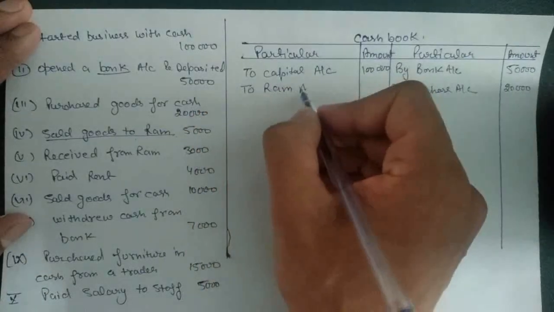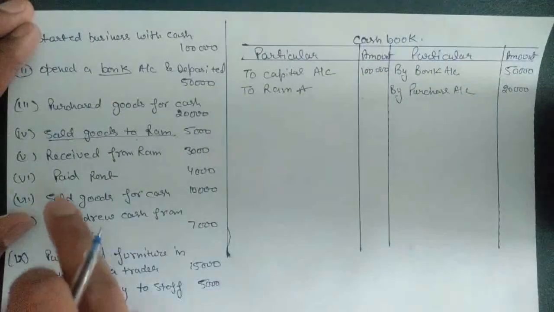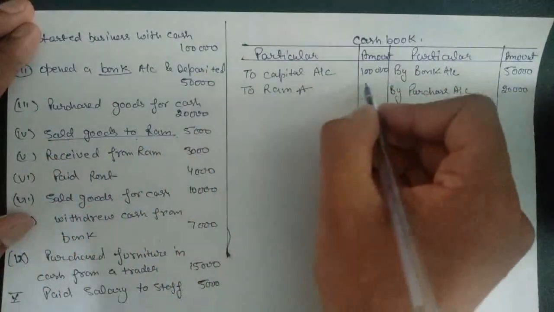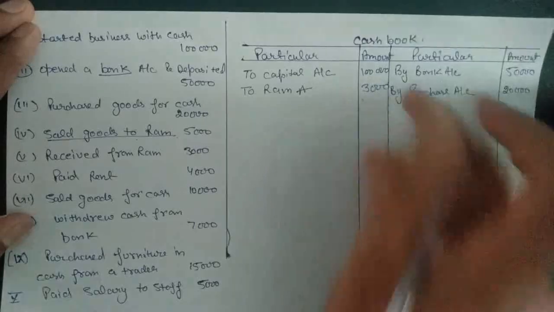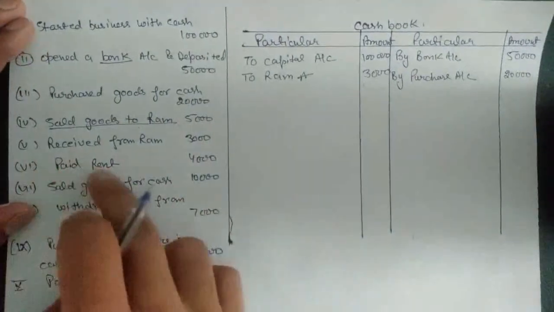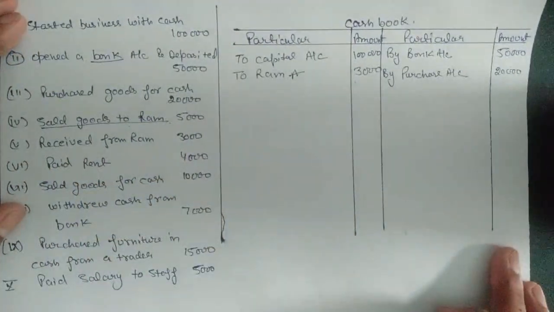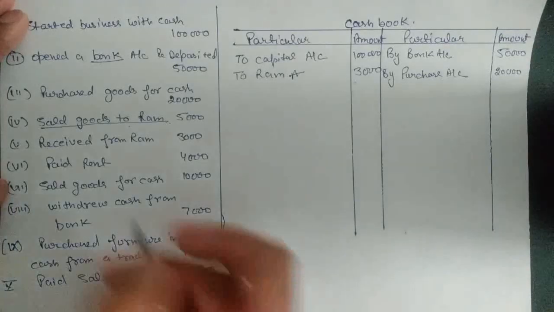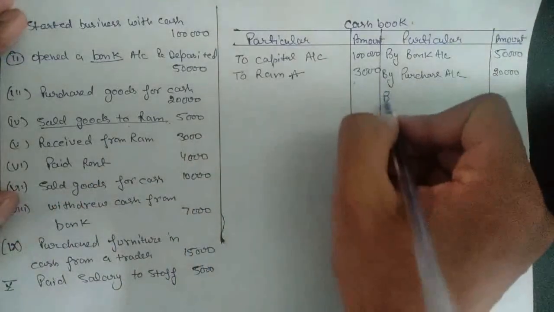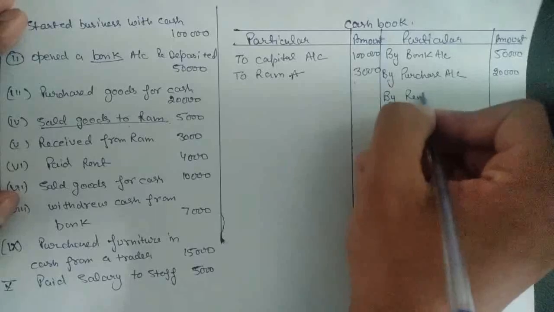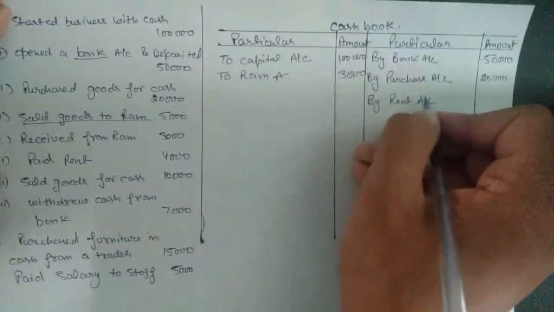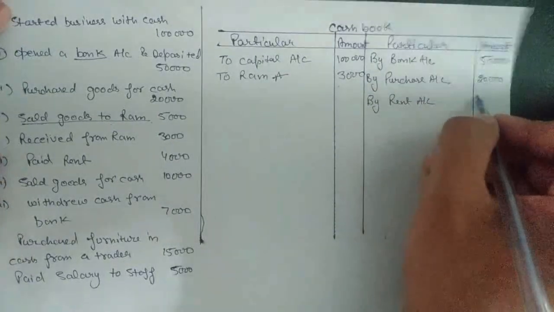To Ram we do not use account and further of name. To Ram 3,000. Next is paid rent. It means we are paying rent. It means outflow of cash. So we will take on buy side, buy rent account, how much? 4,000.